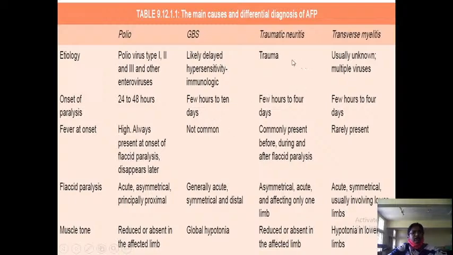It will be a slow progression. Traumatic neuritis is again a few hours to a couple of days, like 4 days or something. Transverse myelitis also a few hours to about 4 to 5 days. Then what about fever? Now, clinical manifestations.